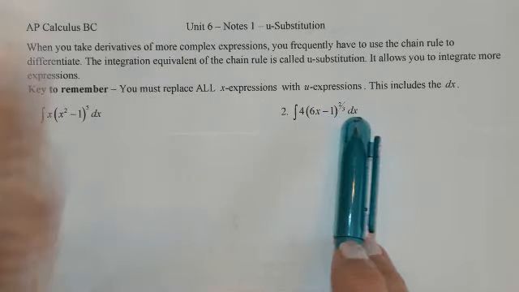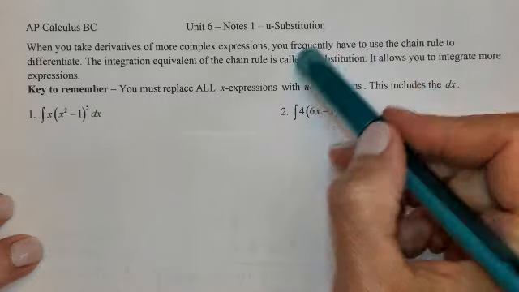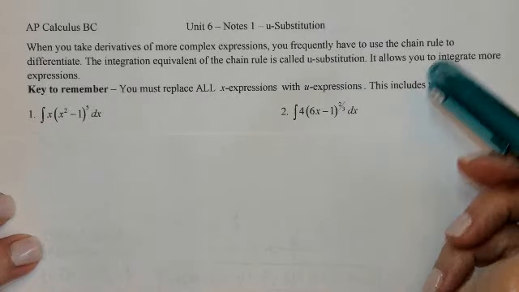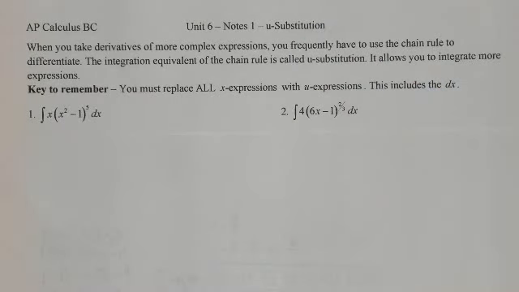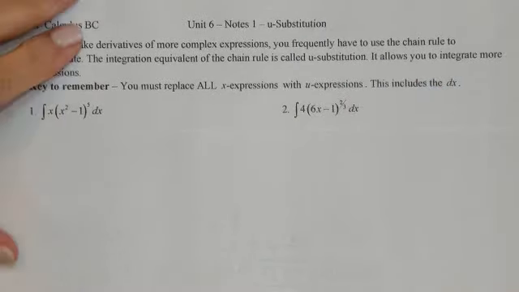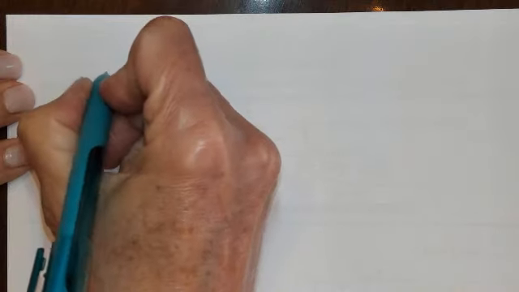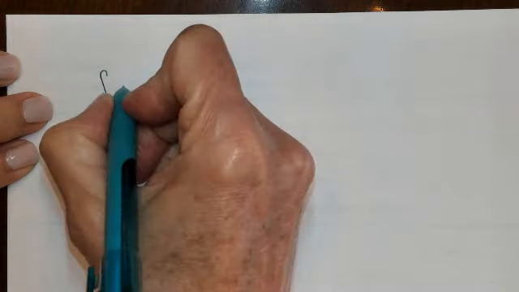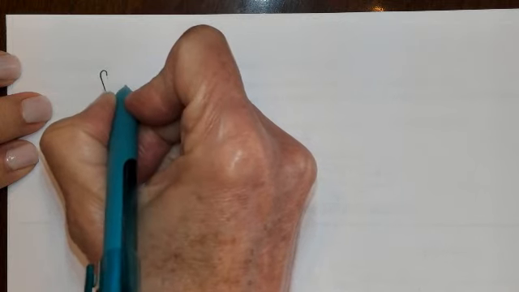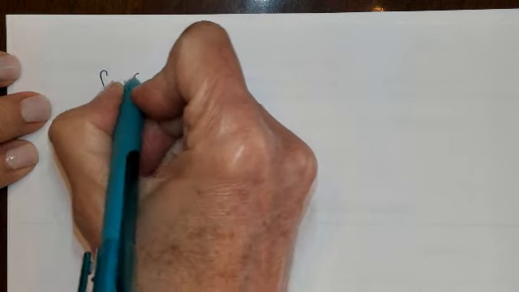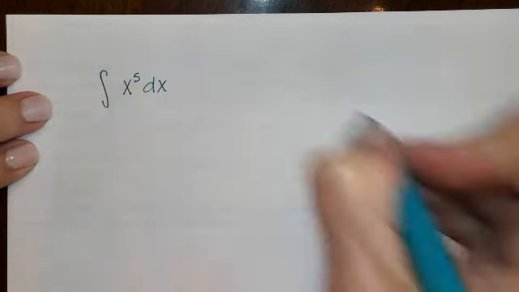So in this section we're doing u-substitution. First of all, let me just introduce this to you. Let's start with something that we already know how to do, and we'll try to morph that a little bit. So let's begin by taking a look. What if we had just x to the 5th in here?